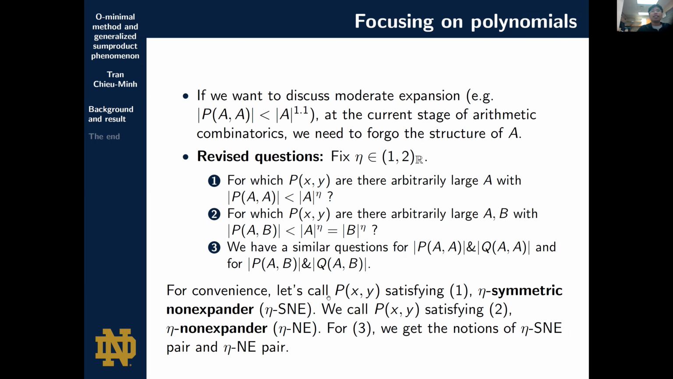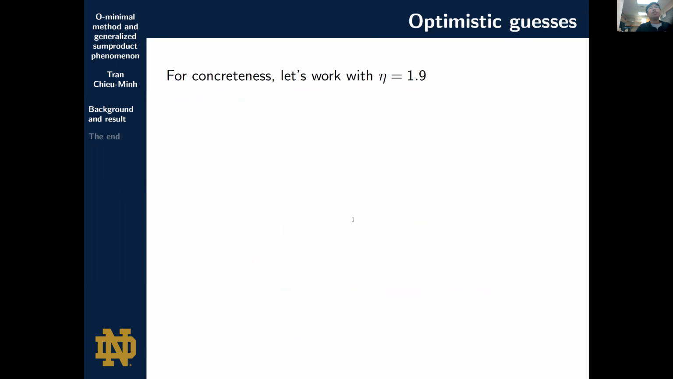For convenience, let's say that if P(x,y) satisfies 1, we will call this an eta symmetric non-expander, denoted by eta-SNE. And if P(x,y) satisfies 2, we will say that it's just an eta non-expander. And for 3, we get the notion of an eta non-expander pair and an eta symmetric non-expander pair. Okay, let me pause here for a second and ask if there's any question about this definition. Okay, I suppose no, so let me continue.